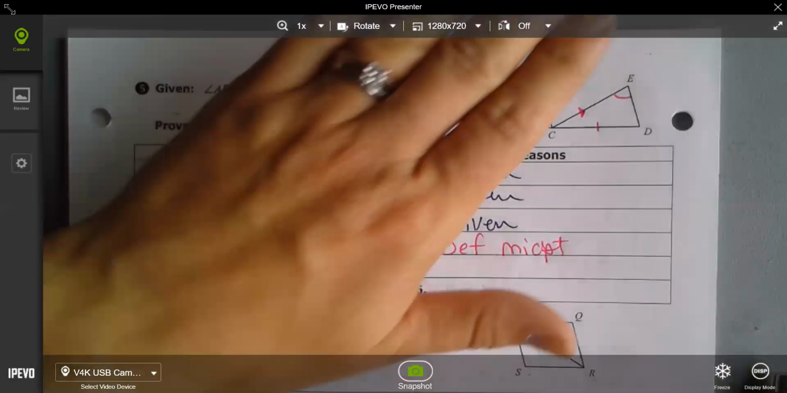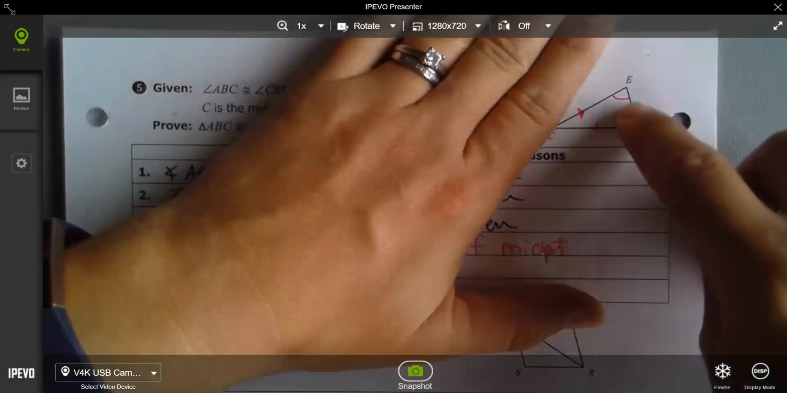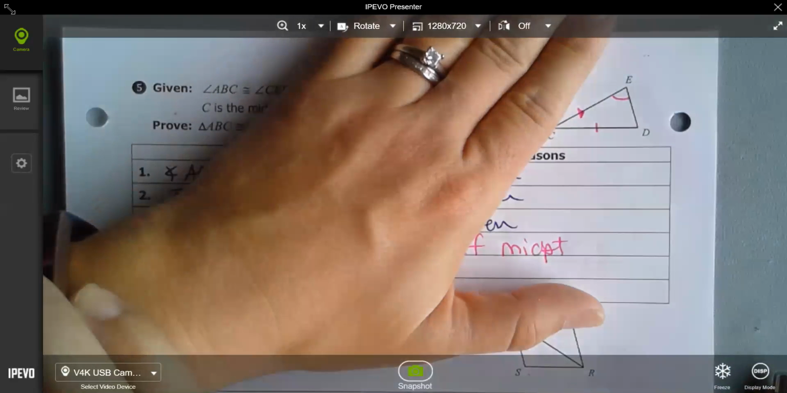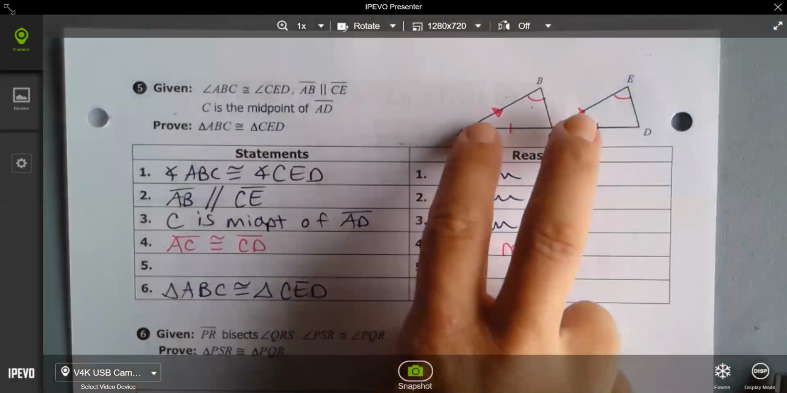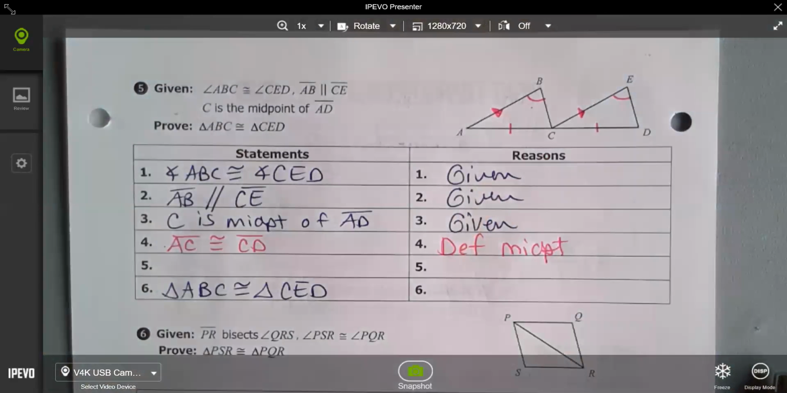All right, do I have enough? No, I've got one angle and one side. What haven't I used yet? I marked it, but I didn't use it yet. I marked the parallel lines, but I have not used those parallel lines yet.